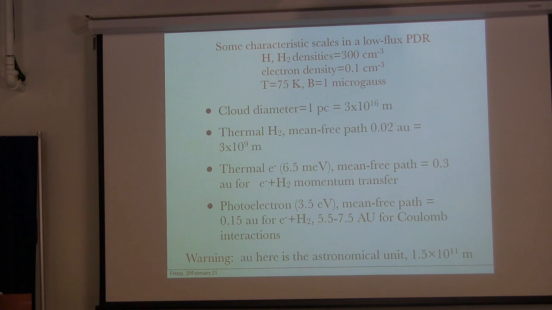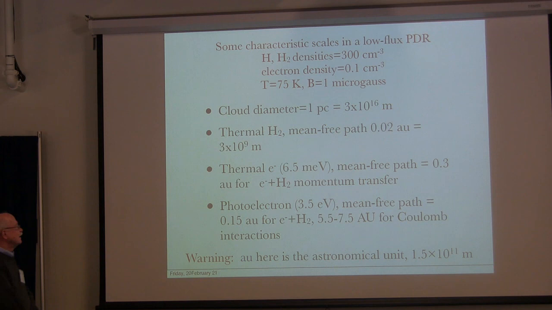And sorry for using CGS units, but it seems to me there's actually a good physical reason for physicists to resist the engineering usage in the SI system of units for magnetic properties. Anyway, the diameter of one of these diffuse gas clouds may be of the order of 3 times 10 to the 16th meters. That's 1 parsec.